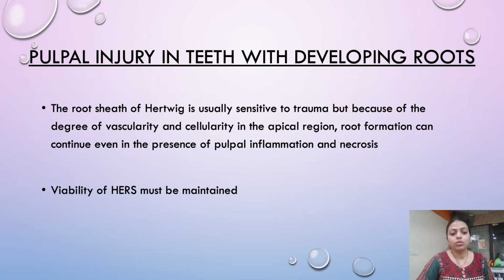For this, the most important thing is that the viability of the Hertwig's epithelial root sheath, which is responsible for the formation of root, is to be maintained. The root sheath of Hertwig is usually very sensitive to trauma, but because of the degree of vascularity and cellularity in the apical region, root formation can continue even in the presence of pulpal inflammation and necrosis.